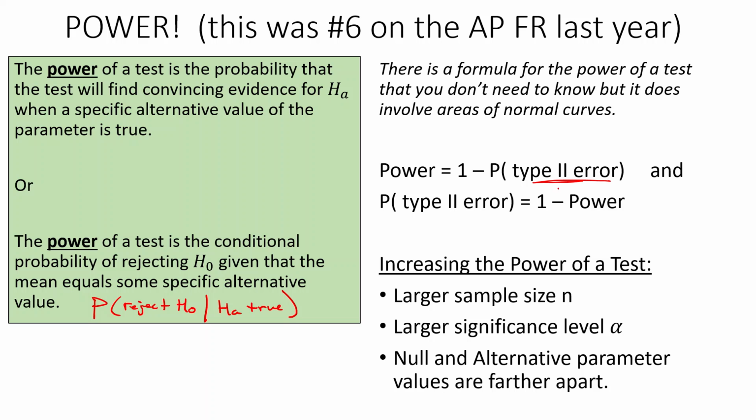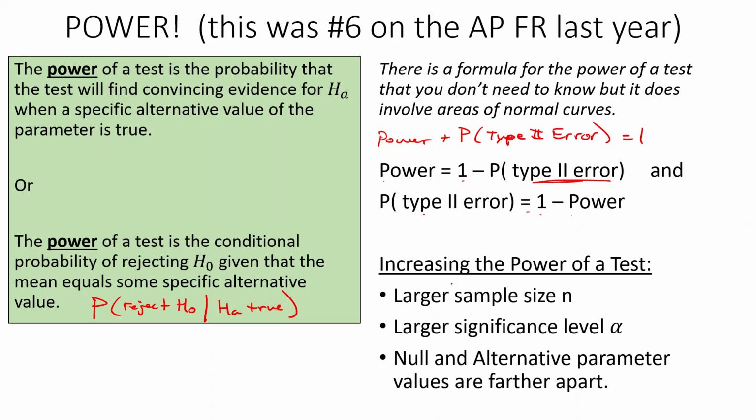But we do need to know that the power and the probability of a type 2 error are related to each other. Those two things add up to 1. Either your test is doing the right thing or your test is doing the wrong thing, but those two things add up to 1. So just remember that the power is equal to 1 minus the probability of type 2 error, or the probability of type 2 error is 1 minus the power, or just remember that the power plus the probability of a type 2 error is equal to 1.